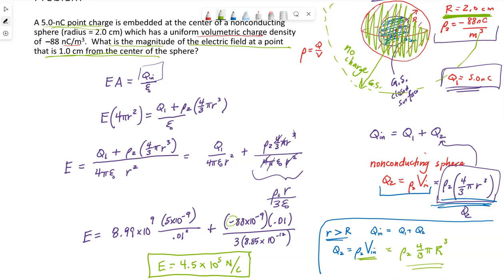We would still just add those charges together, come back to our original equation of EA equal to QN over epsilon naught. So the charge enclosed or inside is ultimately what changes the most.